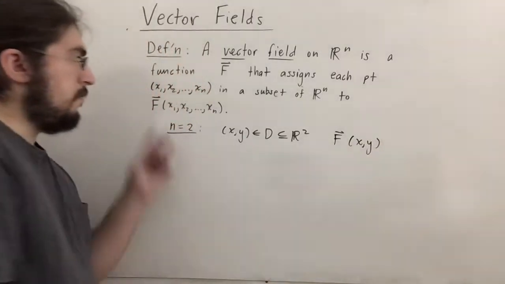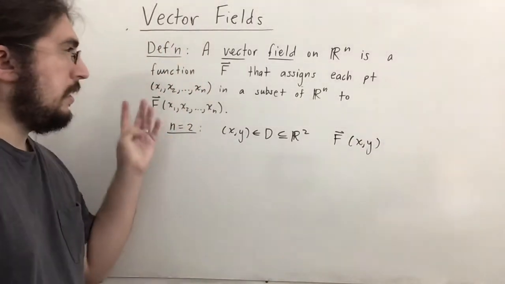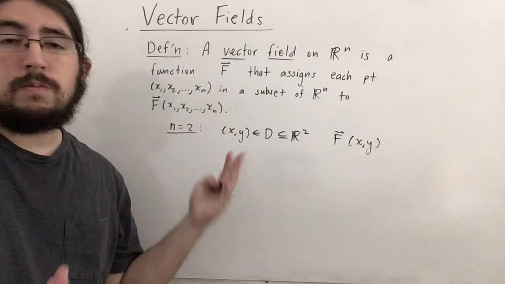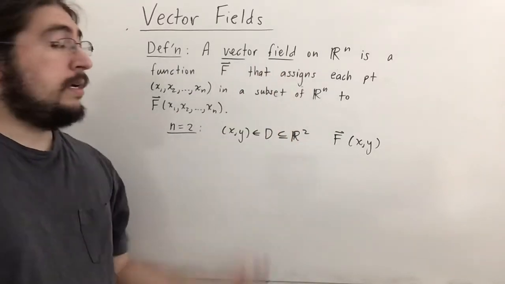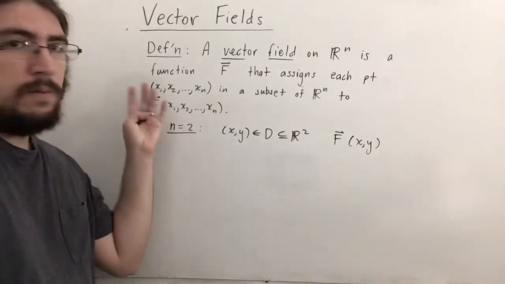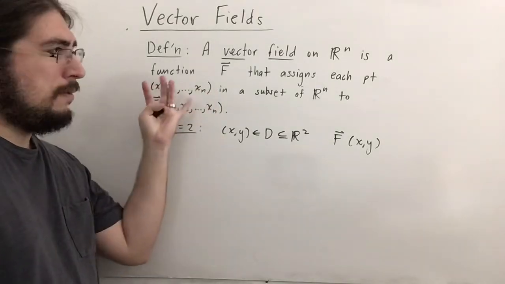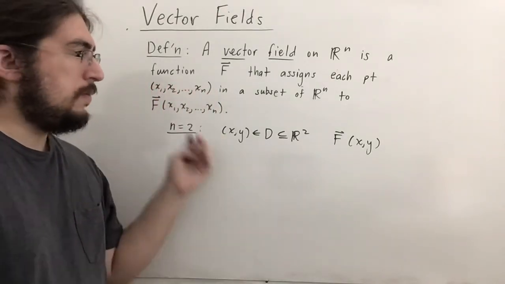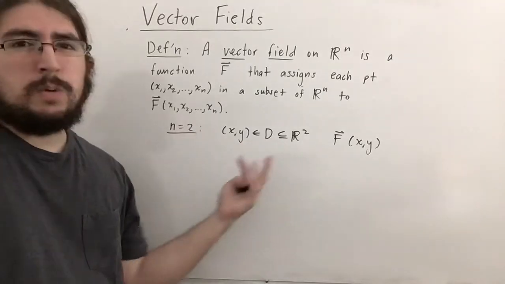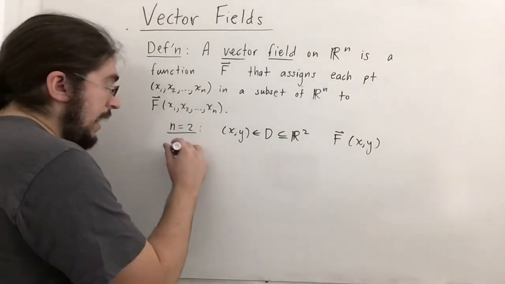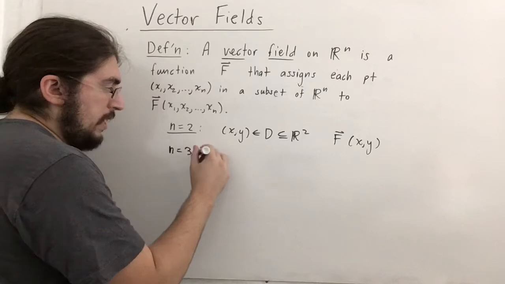I wrote it in this kind of way because n in general could be whatever number, and if it's beyond 3, then we'll have to go beyond x, y, z, so to speak. So we label with subscripts of x in that case, but specifically when it's R2, we just use x, y like usual. And you can imagine what it would be for n equals 3.